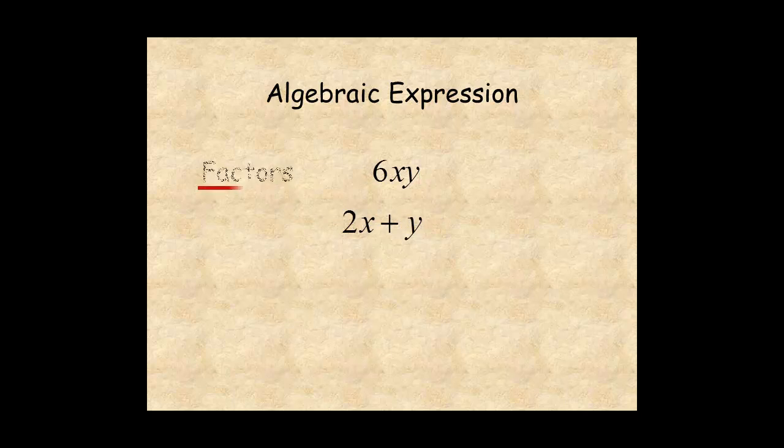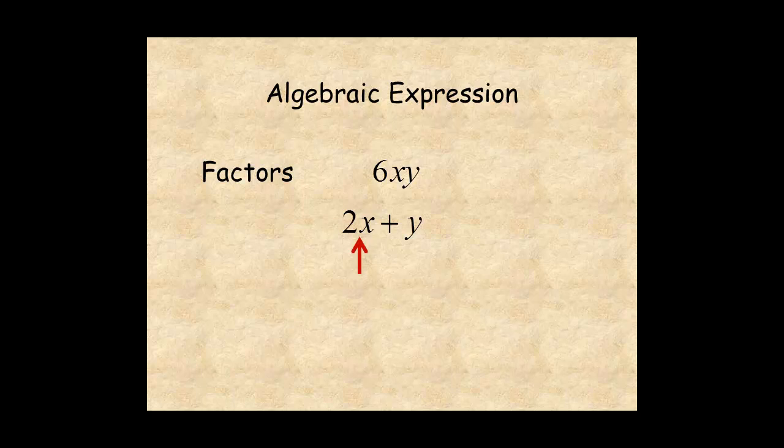The factors of an expression are parts of the expression connected by multiplication. This expression, 6xy, means 6 times x times y. It has three factors. The second expression has two terms, and the first term, or the leading term, has two factors.